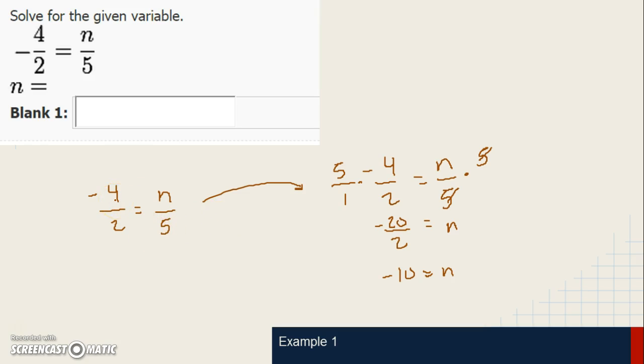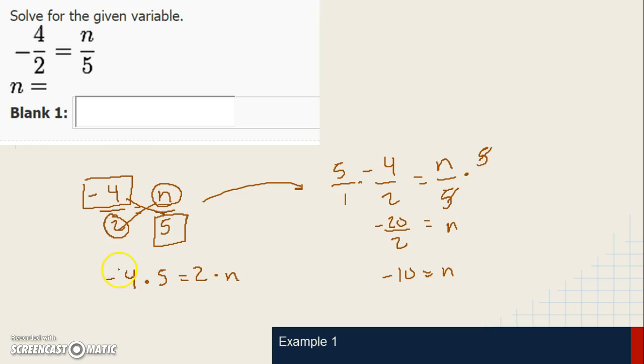So the shortcut is, I can cross multiply my ratios by multiplying the numerator of one of the ratios by the denominator of the other ratio, and the denominator of one of the ratios by the numerator of the other ratio. So I'm going to multiply these together, and then I'm going to set them equal to each other. So negative 4 times 5 equals 2 times n.